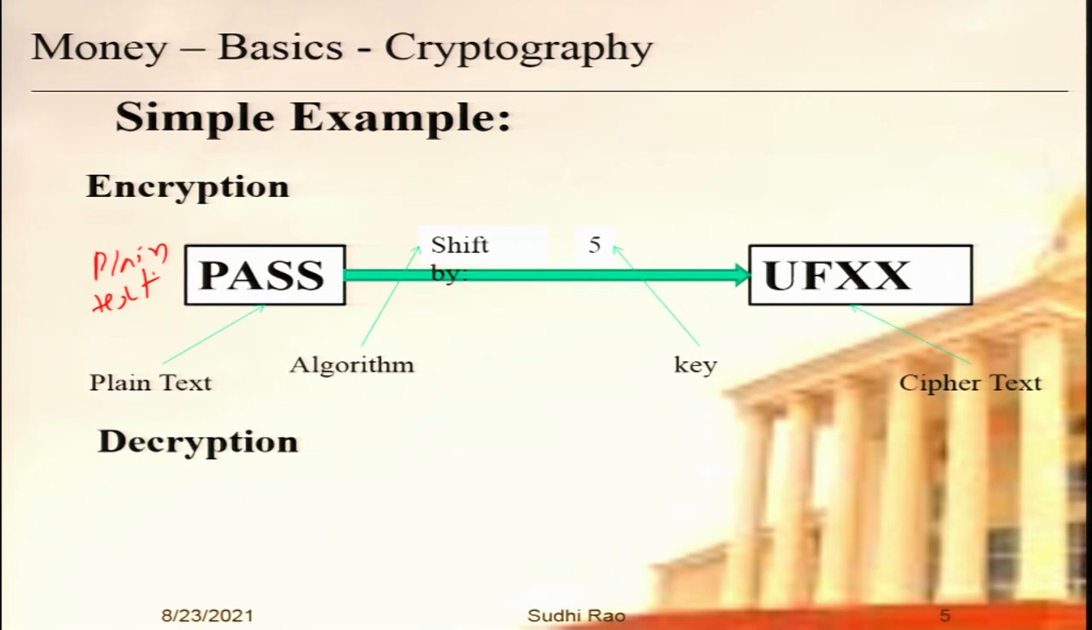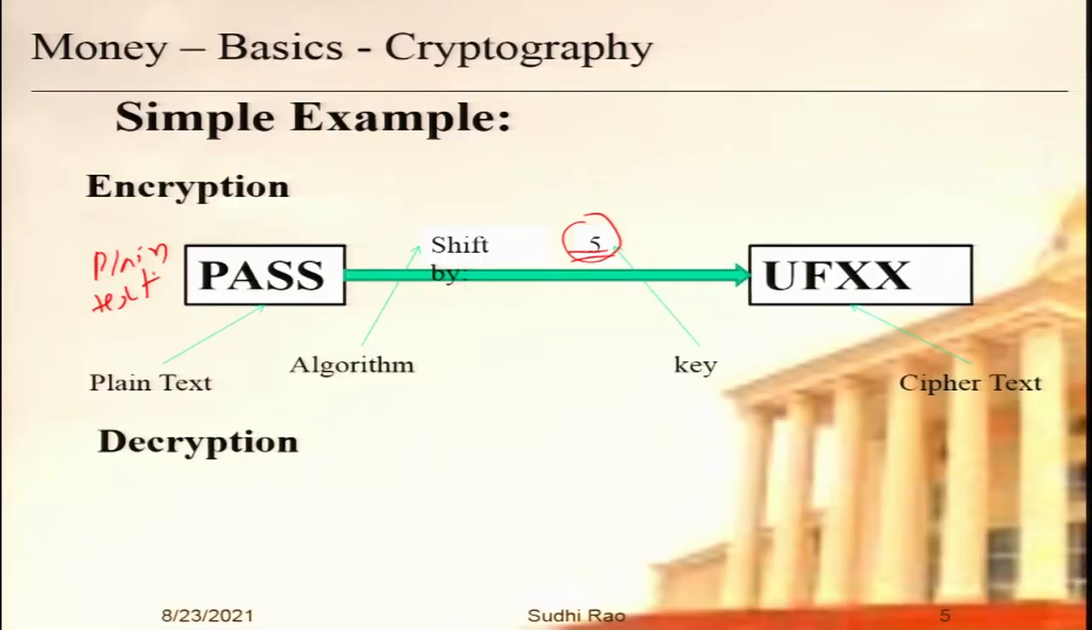Now for each student in the class, along with a question paper, I distribute a number. Each student will have a different number. So for one student, let us say the number is 5. So the algorithm I am going to follow, what I tell the student is: what you are going to receive is the term pass or fail shifted by 5. So let us see what this student receives. P becomes Q R S T U. A becomes F: A B C D E F. S and S becomes S T U V W X. So this student receives U F X X.